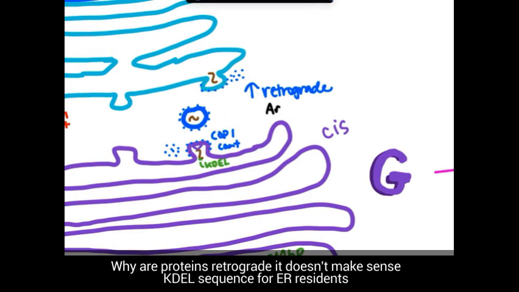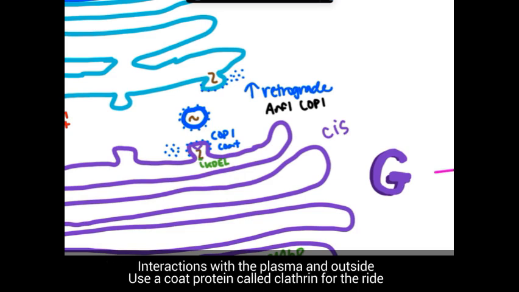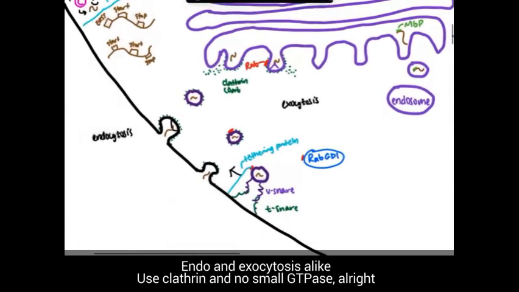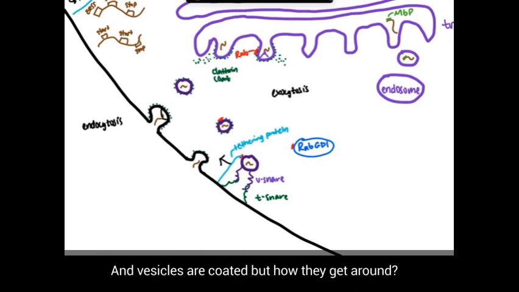Why are proteins retrograde? It doesn't make sense. The KDEL sequence marks ER residents. The coat proteins, COPI, and the pattern is the same. It's just going over to the opposite membrane. Interactions with the plasma membrane use a coat protein, clathrin. Endocytosis and exocytosis alike use clathrin and no small GTPase. And vesicles are coated, but how do they get around?